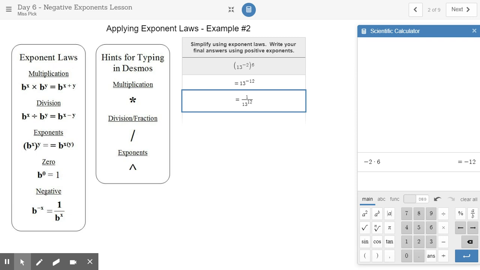Now, I do not need to evaluate that. I don't have to work out what 13 to the power of 12 is because the question just asked me to simplify and did not ask me to evaluate. So my final answer is 1 over 13 to the power of 12.